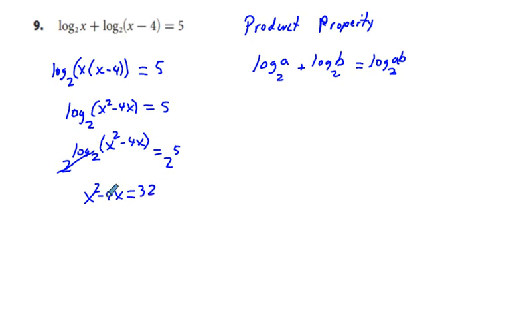And now we're going to continue to solve this quadratic equation. Let me go ahead and rewrite this x squared on the left side, not super legible. Yeah, it looks a little better. So subtracting 32 from both sides of the equation, we're left with x squared minus 4x minus 32 is equal to 0.